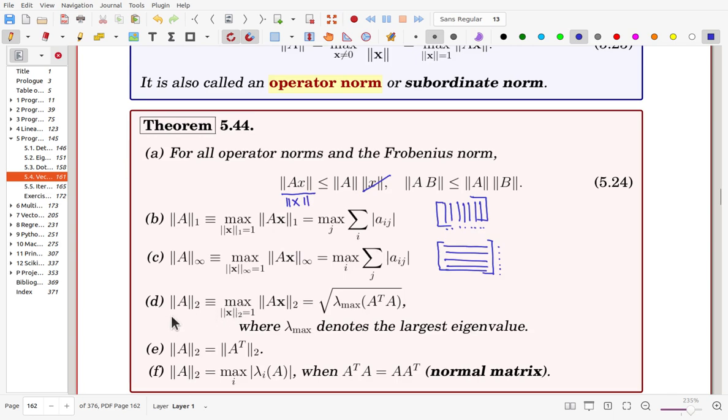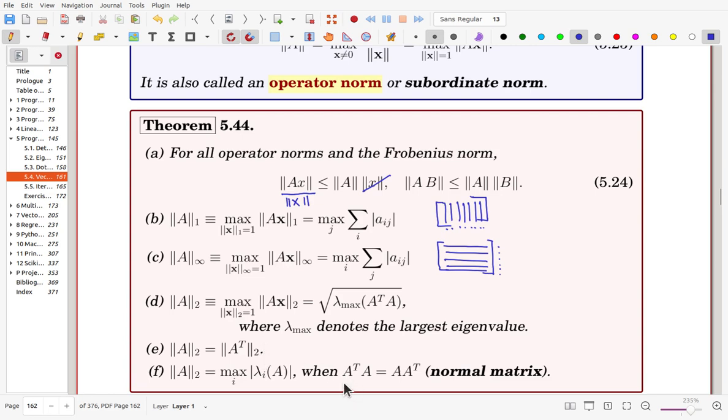Now, for the two norm, if we start with the vector norm, it's the two norm, then that is the matrix two norm. That can be gotten in this way. Take A transpose A, and for that one, we find the maximum eigenvalue and take a square root. We can get the norm in this way. Here, for the two norm, we'll prove this later, but anyway, the A 2 norm and the A transpose 2 norm are the same.